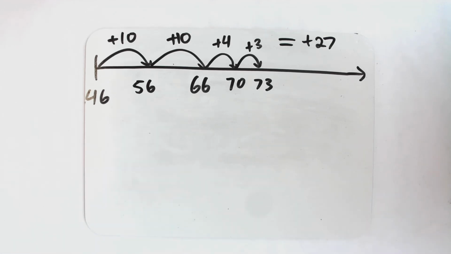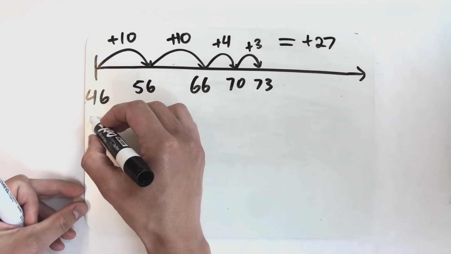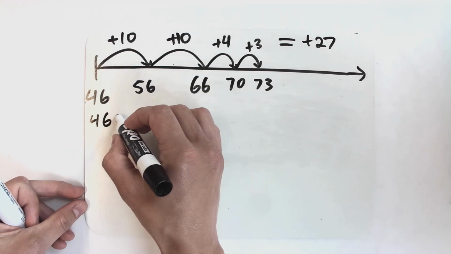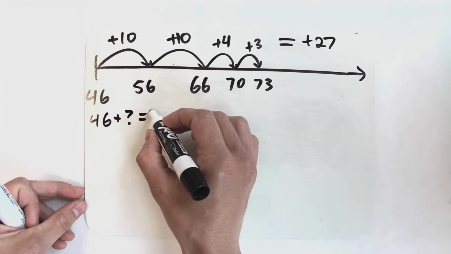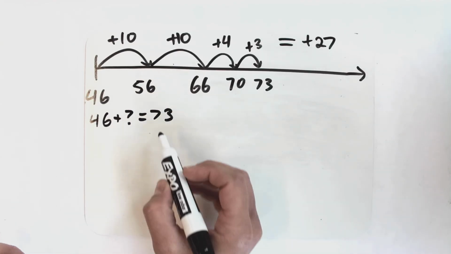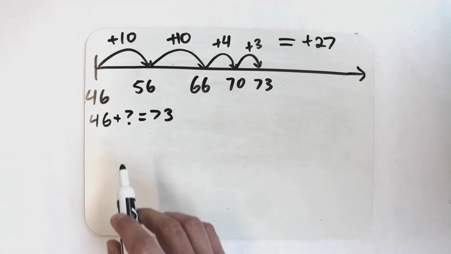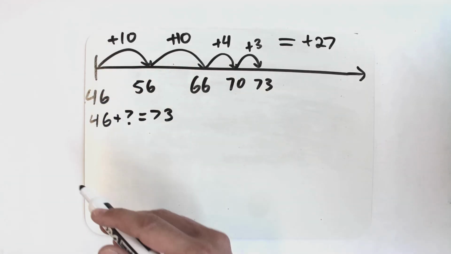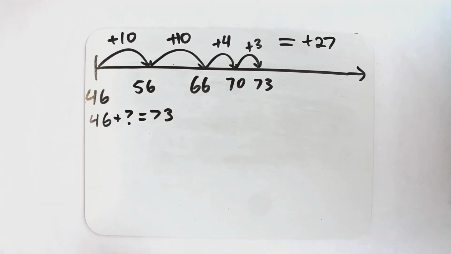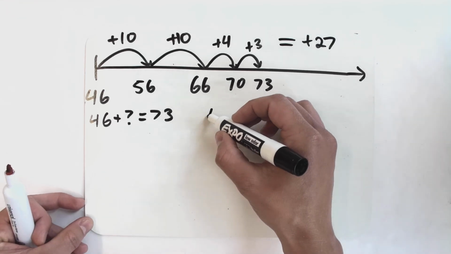The abstract model for this is going to look a little bit different than we've normally seen, because again, we're thinking of this as 46 plus what equals 73. We don't really know what that part is, what that question mark is. So we're just adding things on until we get to 73. That's what our abstract model is going to show as well. So I started at 46.